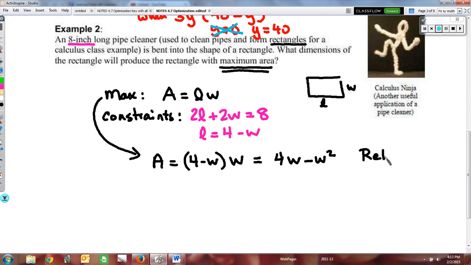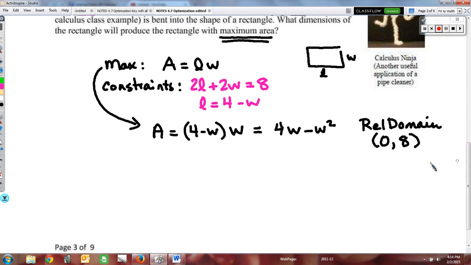Let's be smart this time and let's find a relevant domain before we start. Now, obviously, in order to have a rectangle, you have to have a length or width, so it's going to have to be greater than 0. And you can't have 8 as your width, because if you had 8, then you wouldn't have anything left to actually make a length. So it has to be less than 8. So our relevant domain is 0 to 8. Again, no closed interval. You cannot use EVT.